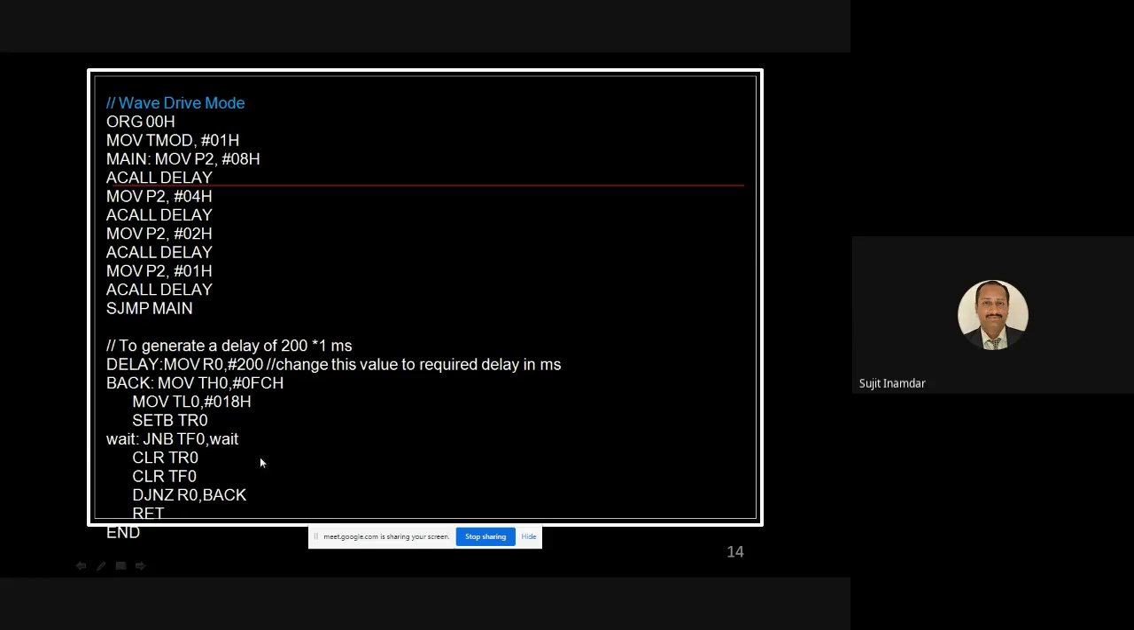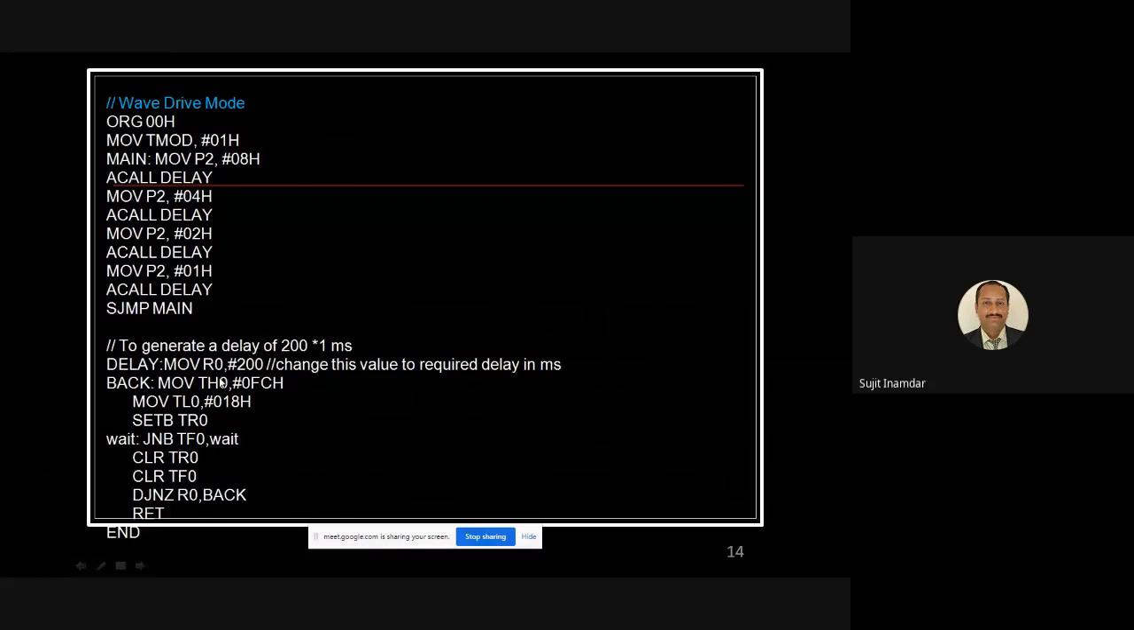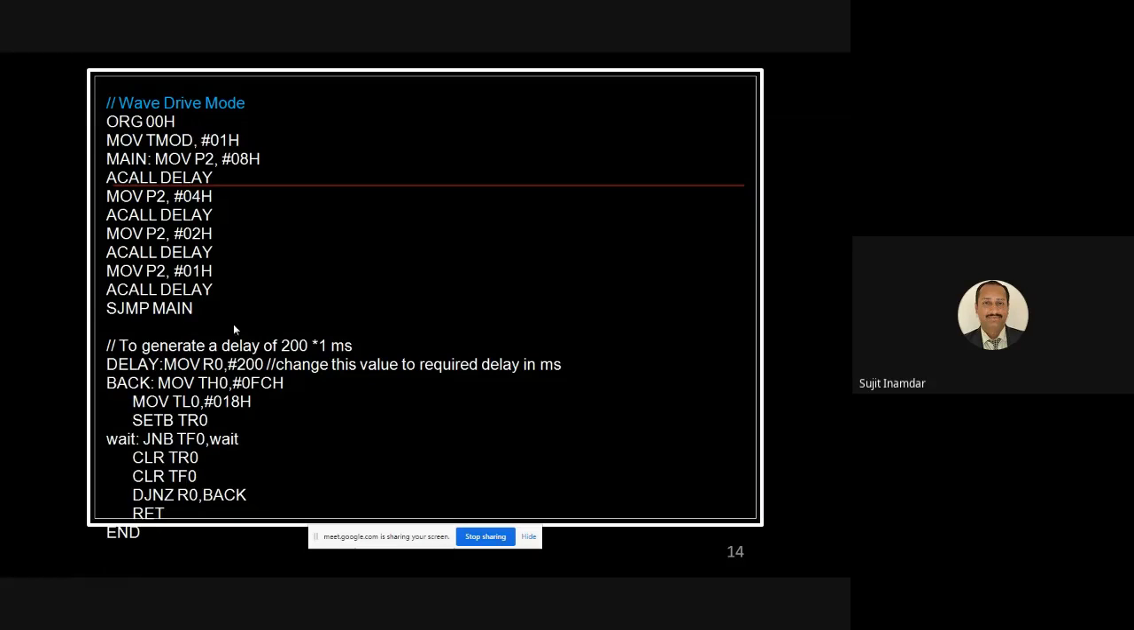सो यू कॅन ऑल अवॉइड दिस अँड यू कॅन सिम्पली यूज अवर डिले प्रोग्राम. अँड मग ही लाईन सुद्धा इथली स्किप केली तरी काही प्रॉब्लेम नाही. मूव टी मोड #01H बिकॉज इट इज रिलेटेड विथ द डिले. अशा पद्धतीनं हा प्रोग्राम समजून घ्या.